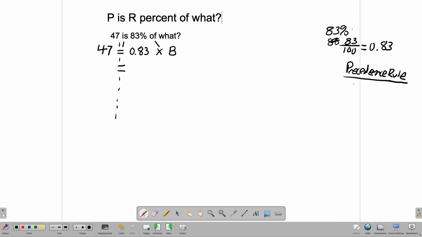With the precedence rule, the ones we only need to know for real estate math are: parentheses are always computed first. So that's number one. Number two would be you have multiplication and division.